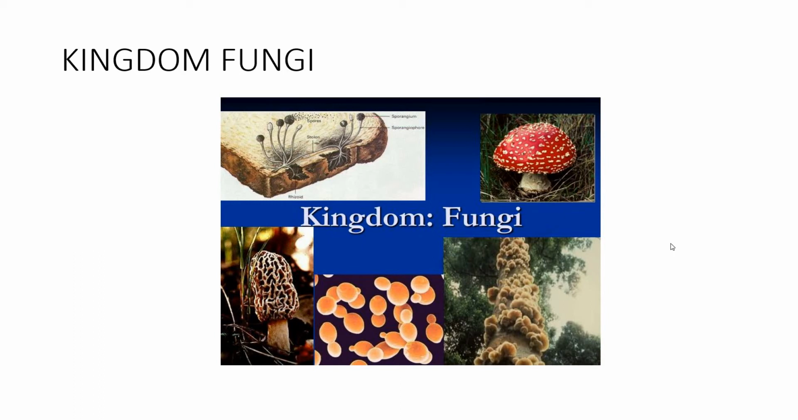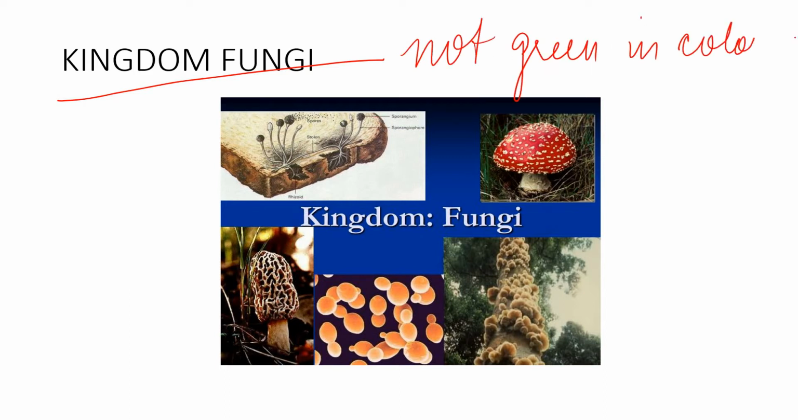Okay, now coming to the third kingdom, that is the kingdom fungi. So what is it? Let's focus on page 24 now. So what's written here? Fungi are non-green organisms. So they are not green in color. They can be of other different colors, but not green in color.